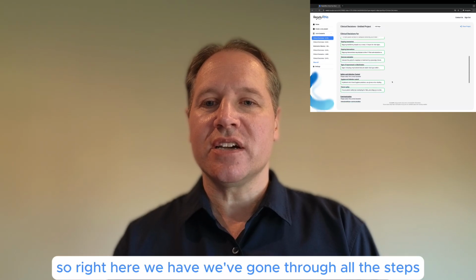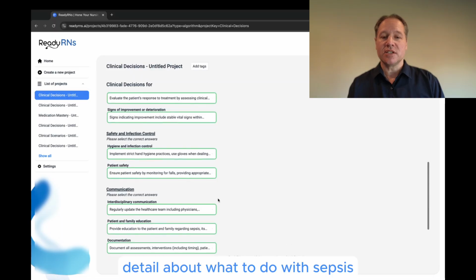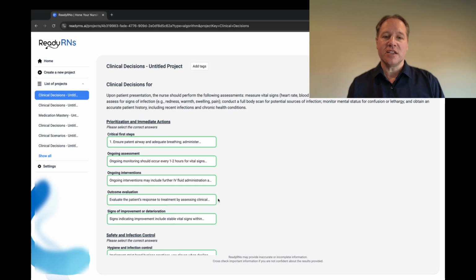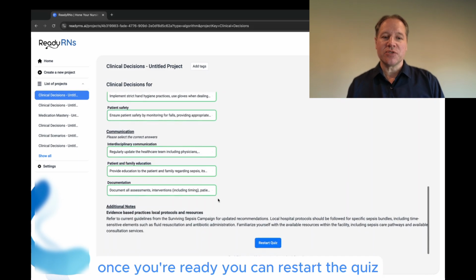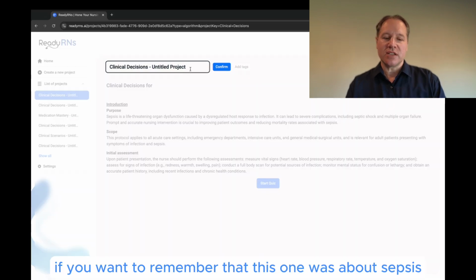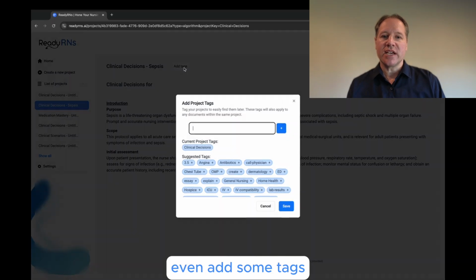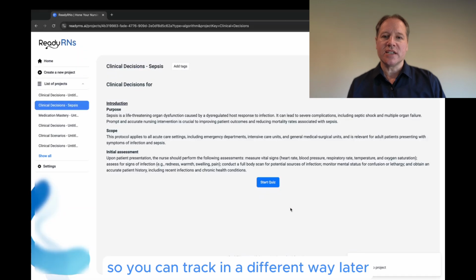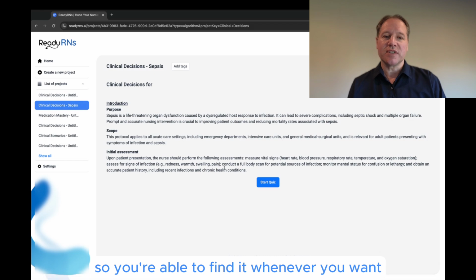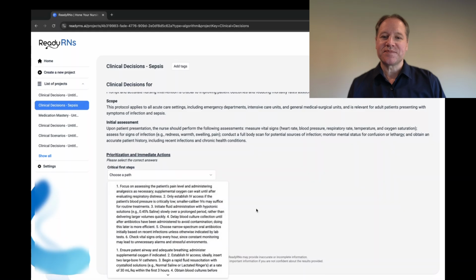Beautiful. So right here, we've gone through all the steps, great detail about what to do with sepsis, and this is important and is seen often in hospitals. Once you're ready, you can restart the quiz. And up here, if you want to remember that this one was about sepsis, you can go ahead and write sepsis, even add some tags so you can track it in a different way later that we can show you. But now it's sitting right here, so you're able to find it whenever you want and start the quiz over again and go through it.